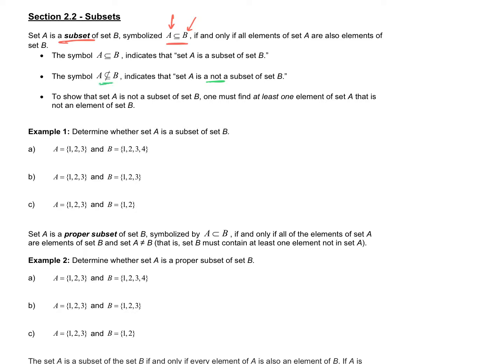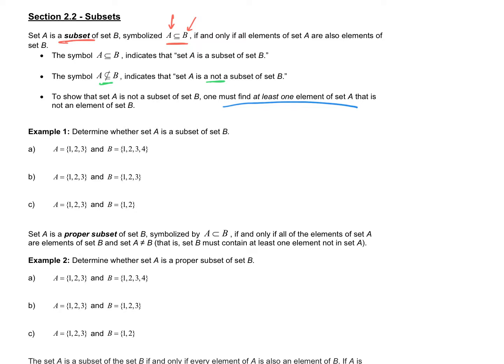To show that set A is not a subset of set B, one must find at least one element of set A that is not in set B, okay? Let's look at the examples to see how this works, but I want you to note this right here. It kind of helps us later on. Again, to show something is not a subset of something else, all you need to find is one element in that set that's not in the other one, and it's not a subset, okay? So let's look at these examples.